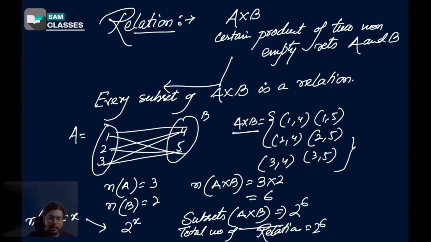So what do we say about relation? First we defined Cartesian product, and then we defined that every subset of a Cartesian product is a relation. Everybody got it? Very simple line. Every subset of a Cartesian product means whenever we do A cross B, all of the subsets that we generate in A cross B are a relation. Is this single line clear?